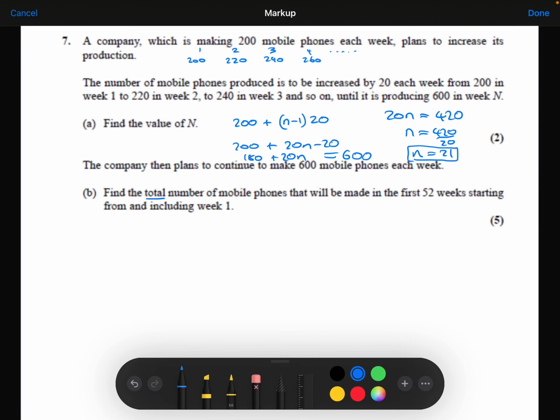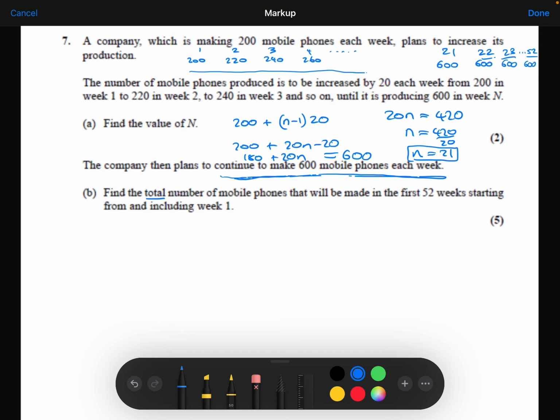Now, we know in the first 21 weeks, that's going to be an arithmetic series that we've seen up here. But we know after that, it's always 600 phones. In the 22nd week, it will be 600. In the 23rd week, it will be 600, and so on, all the way up to the 52nd week. That's the last week of the year, where again, it will be 600. We were told that they're going to continue to make 600 mobile phones each week.